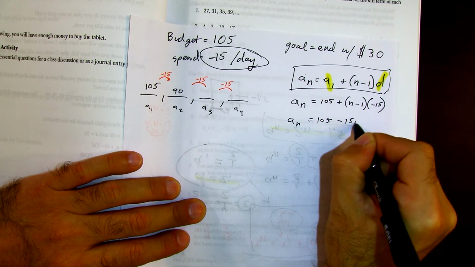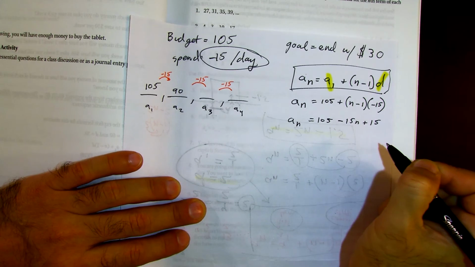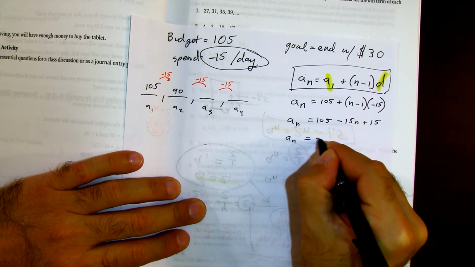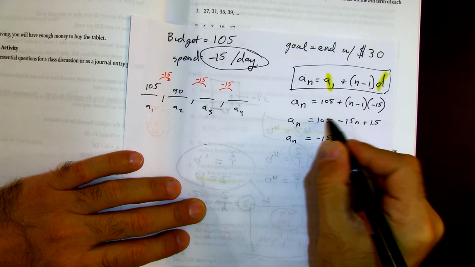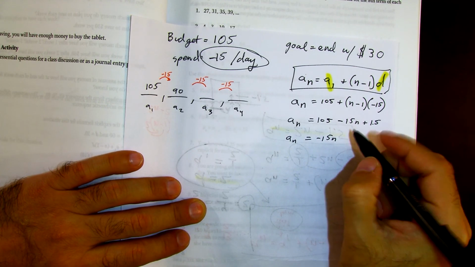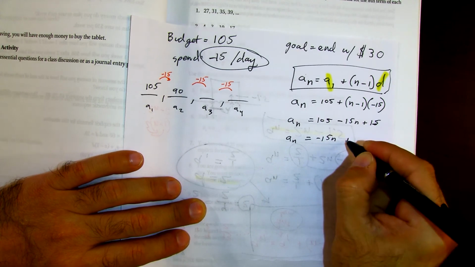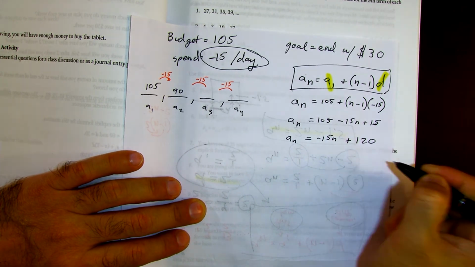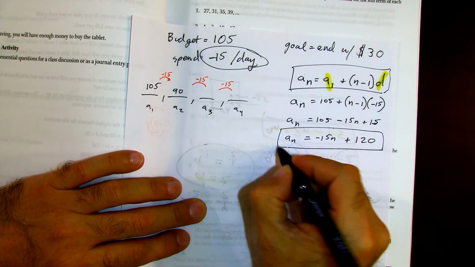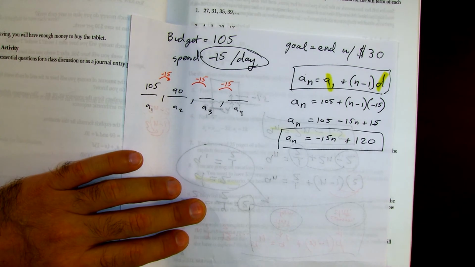Negative 15 times n, plus 15. a sub n is negative 15n. That plus that gives us, let's see, that's 15, not 1.5. So we get plus 120. So here's my explicit formula. That was a main part of what we had to do.